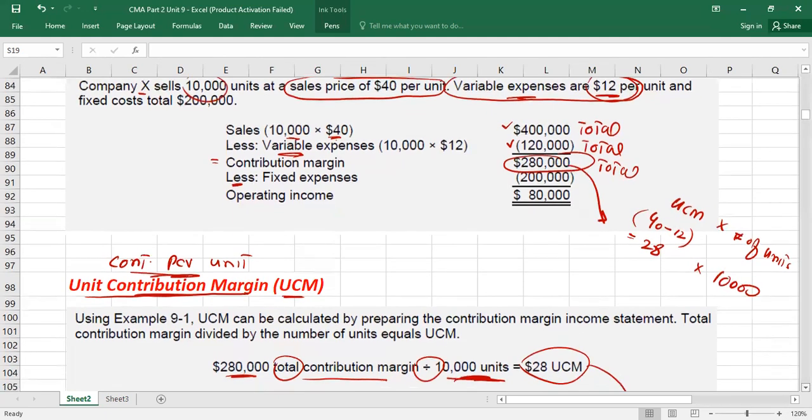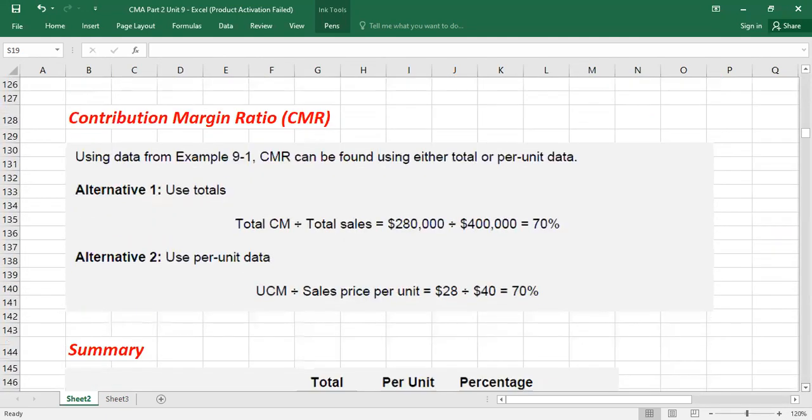Then there is another term we need to understand, called contribution margin ratio, CMR. Contribution margin ratio is actually the contribution in percentage of sales value. If you convert the contribution into a percentage, you take contribution divided by sales. If you apply this formula, you get the contribution margin ratio. It is the ratio of contribution to sales, and again we have two ways.